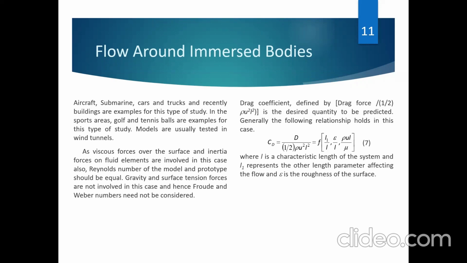So, ibig sabihin, constant siya, model and prototype. Where L is a characteristic length of the system and L1 represents the other length parameter affecting the flow. And epsilon is the roughness of the surface. Diba, standard symbols naman ang ginagamit natin dito. So, di na ako mag-cursor.